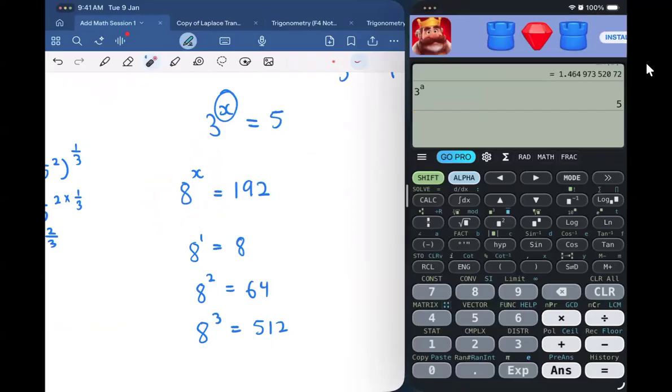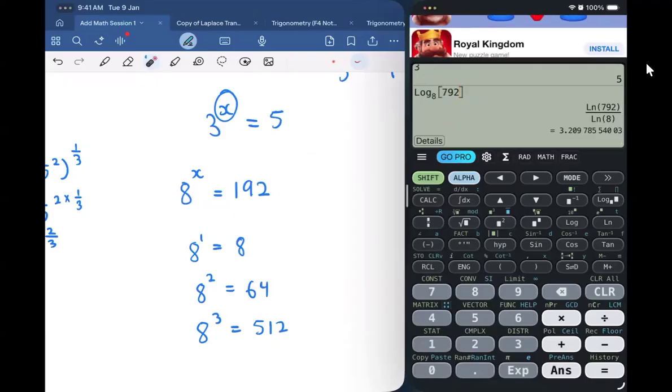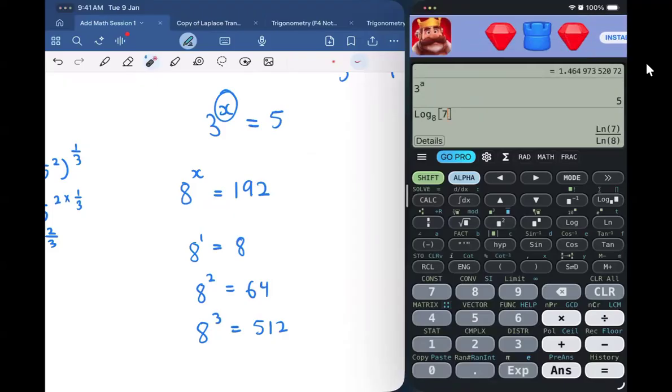So Shayna, tell me what the base is. We have 8 to the power x. What's the base over here? 8. So I'm going to say log base 8. What is the argument? The argument is what we're trying to find. 192. Okay. Before I reveal the answer, we said the answer will be in between 2 and 3, right? Before we get the answer though, I just want you to guesstimate. You think it could be 2 point what?